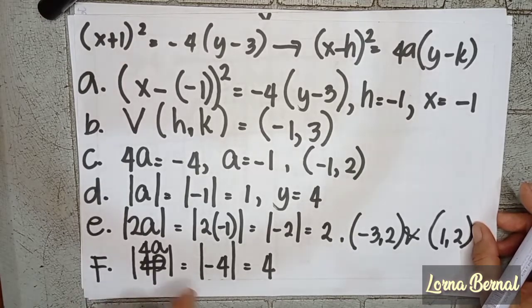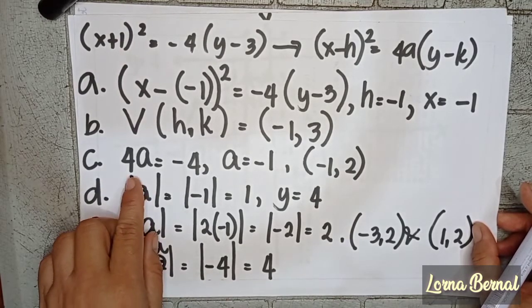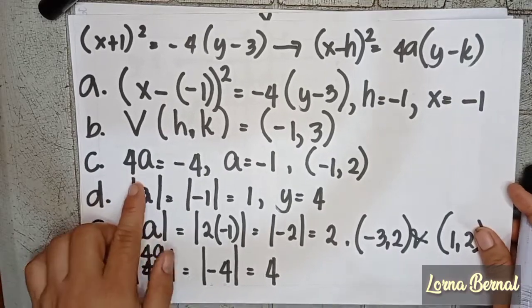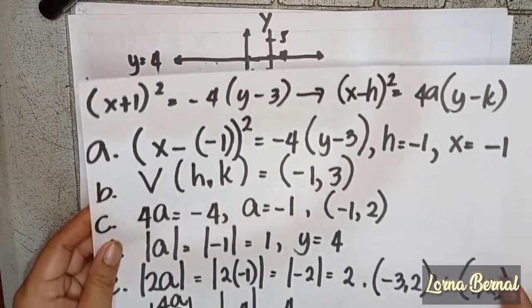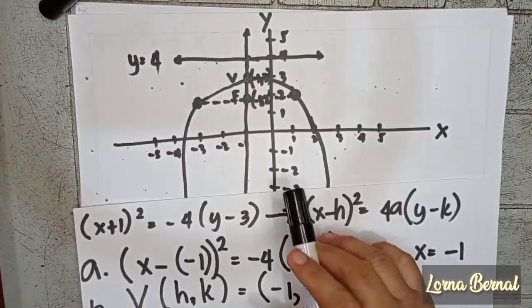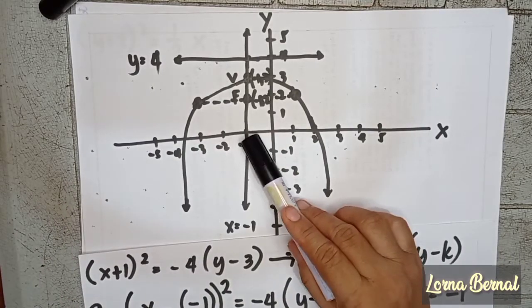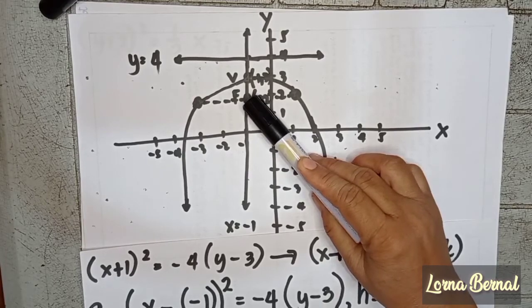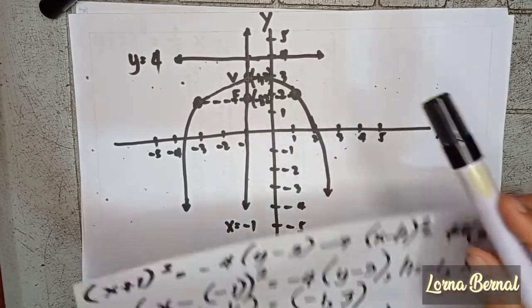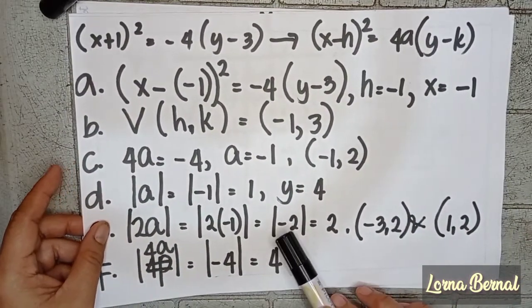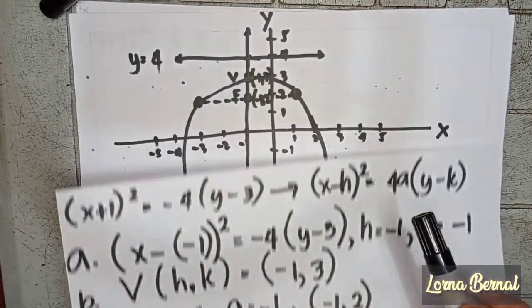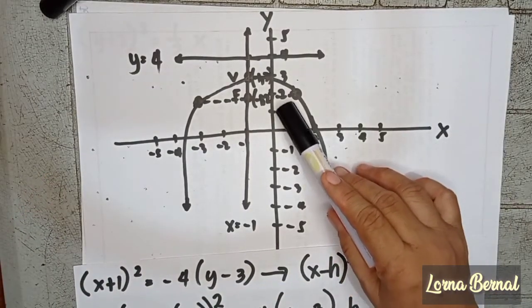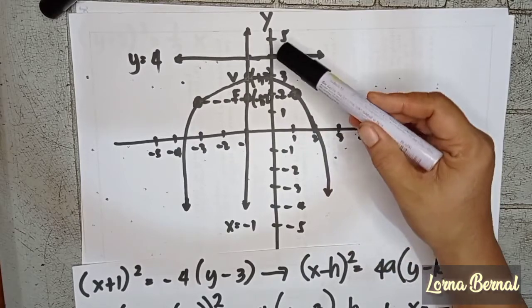Let's have now letter C, which is the focus. So we're going to graph again. Where's the focus there, which is equal to -1, 2. So -1 and then +2. So there's the focus. Then the directrix, which is y is equal to 4. So the directrix, y is equal to 4.